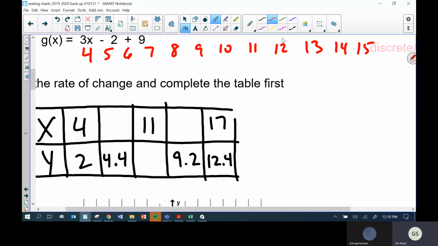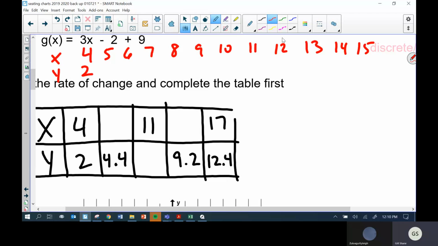So I know at 4, so these are my X's, these are my Y's. I know at 4 I was at 2. What do I go up by when I go to 5? Well, from 4 to 5 I do. I mean, what do I go up by on my Y value? 0.8.